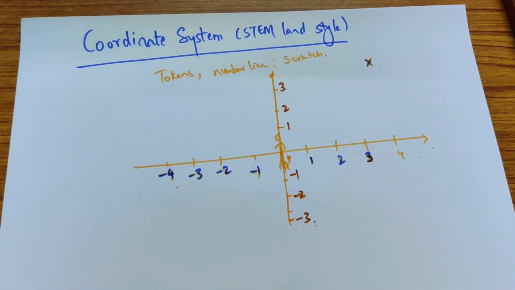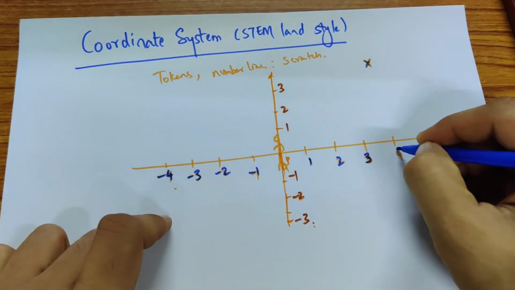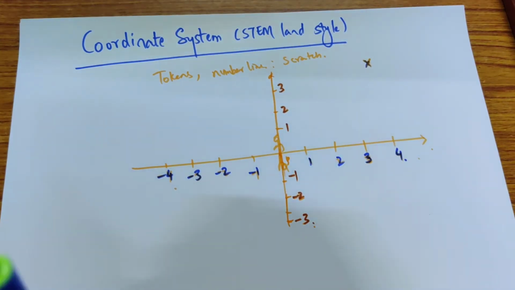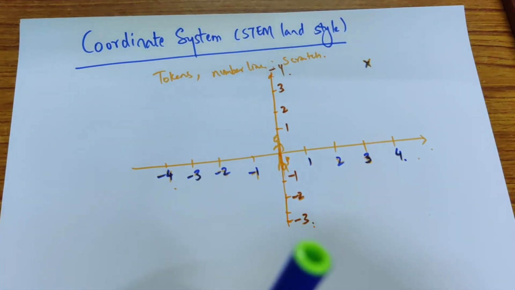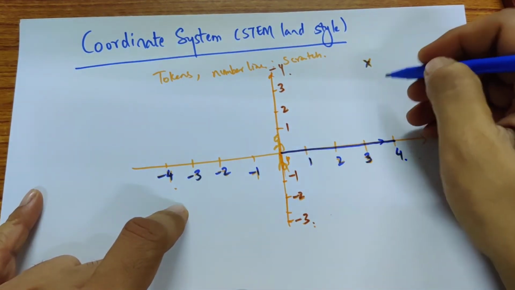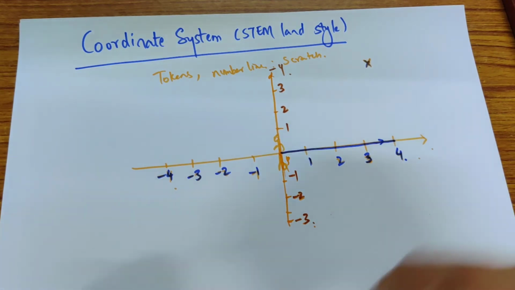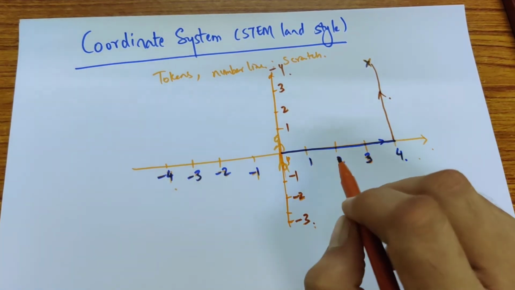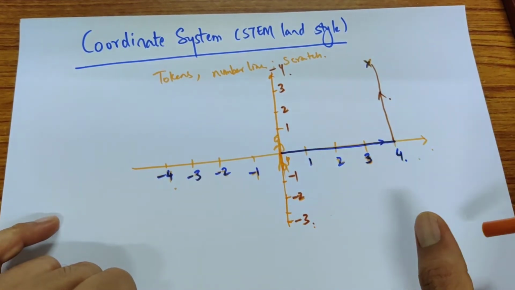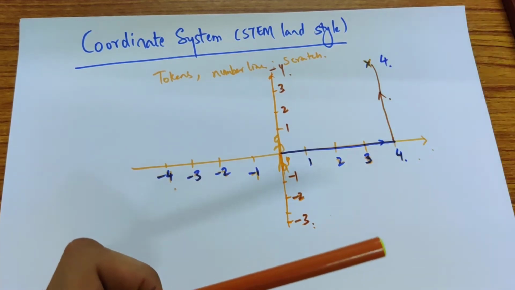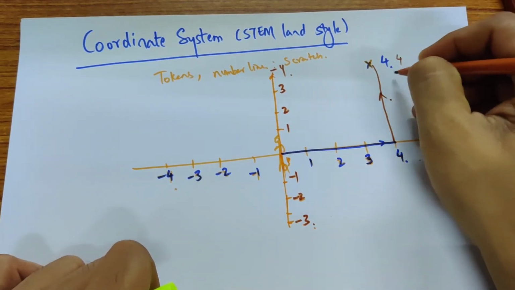So in order to get to this point, let's say it's something like 4,4. You have to go horizontal 4 and then you have to go vertical 4. So the rule is that you have to go horizontal before you go vertical, so that we don't get confused whether we were going horizontal or vertical. And a point like this is represented with the x value first and the y value second.